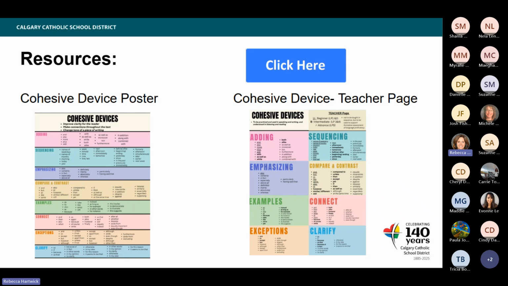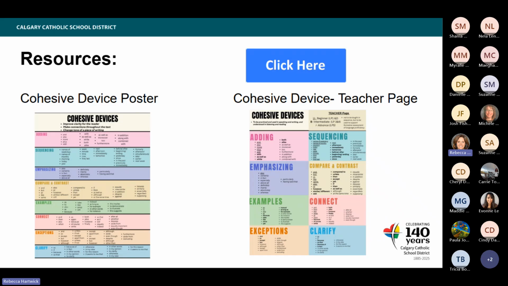So the cohesive device poster is a student reference page. This is something you could put up in your classroom that students could refer to. It could be something that you have laminated that you could hand out when you're doing either speaking or writing activities. Just so you know how the poster works, it's split up into the different types of cohesive devices.